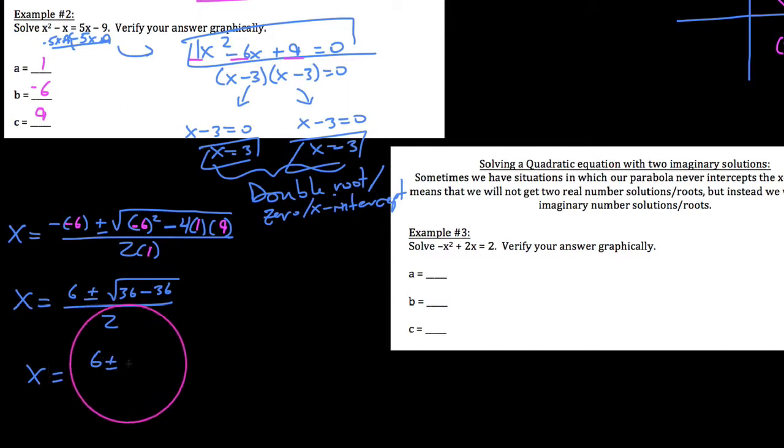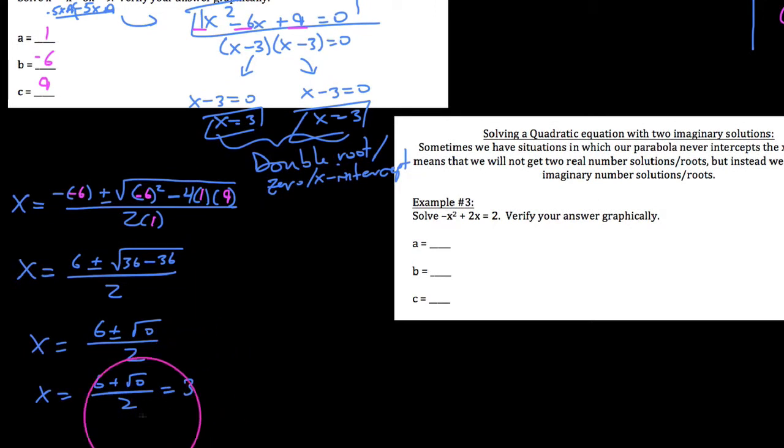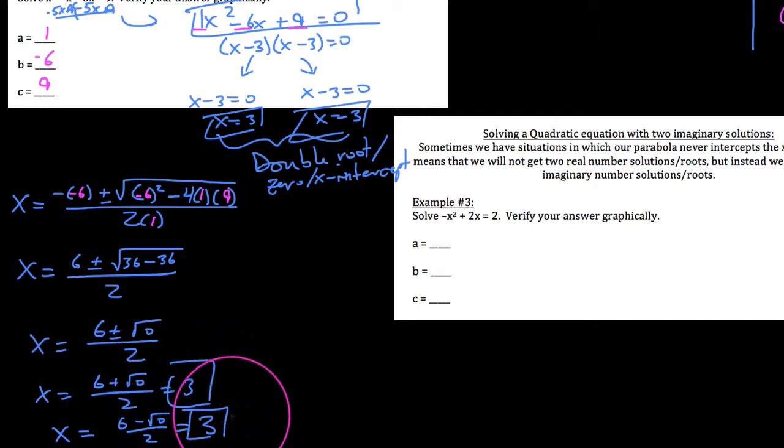We get 6 plus or minus the square root of 0 all over 2. And so this is why we get the same answer twice, because really when we list these separately, we get 6 plus the square root of 0 over 2, which is really 6 plus 0 over 2, or 3. And we get x equals 6 minus the square root of 0 over 2, or 6 minus 0 over 2, which is still 3. Okay. So this would be an instance where we get the same answer twice.